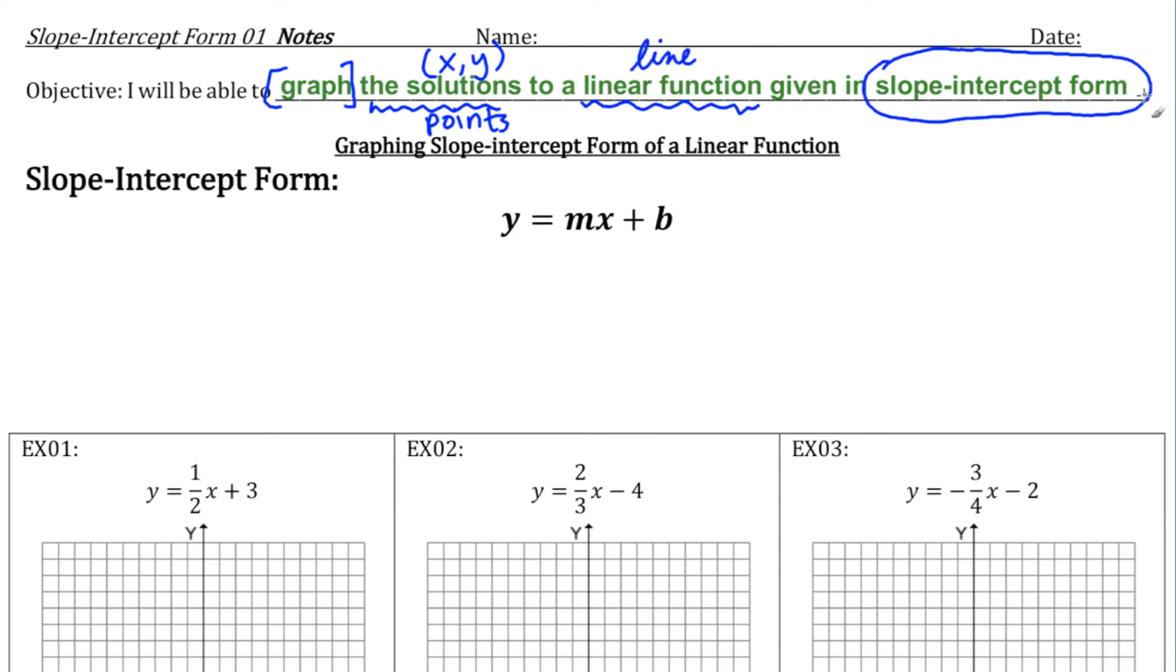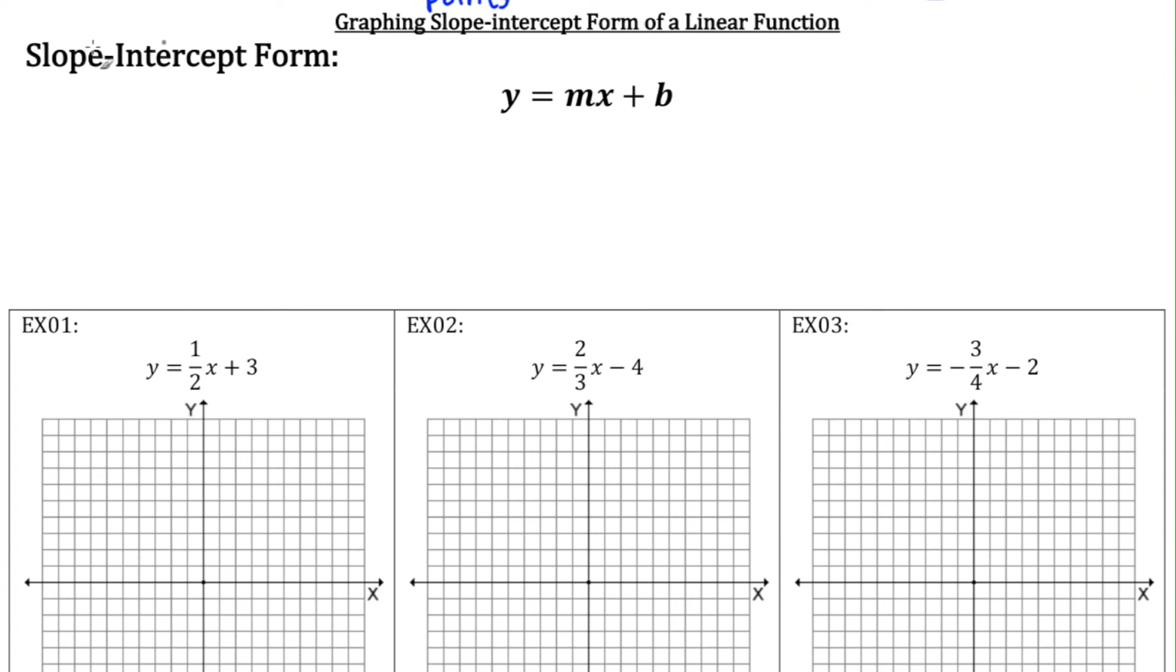Before we can graph these solutions in slope-intercept form, we have to know what slope-intercept form is. So slope-intercept form is y equals mx plus b. Now m is going to be our slope, also known as our constant rate of change. And this will be how we move.